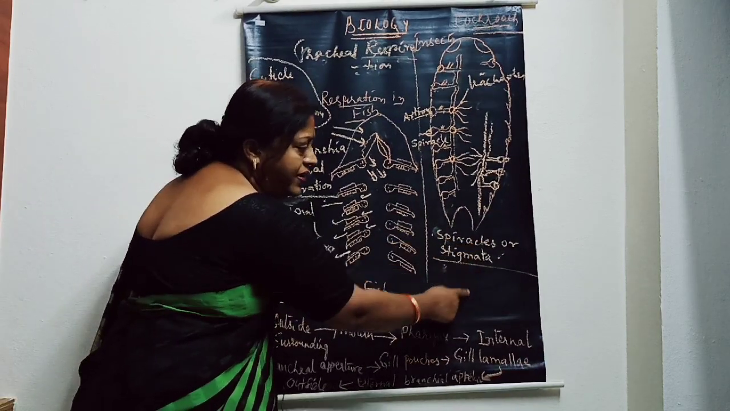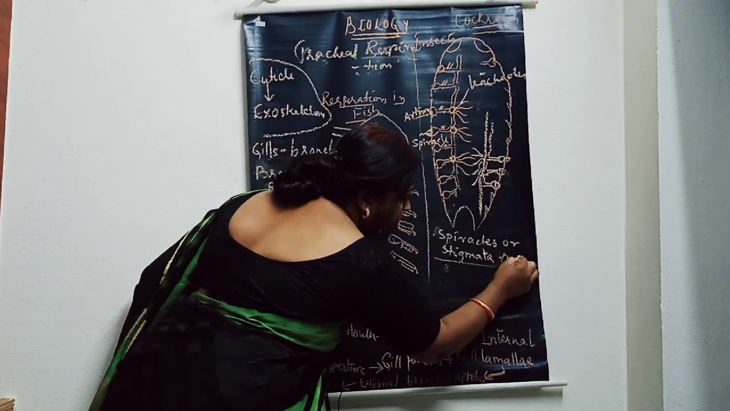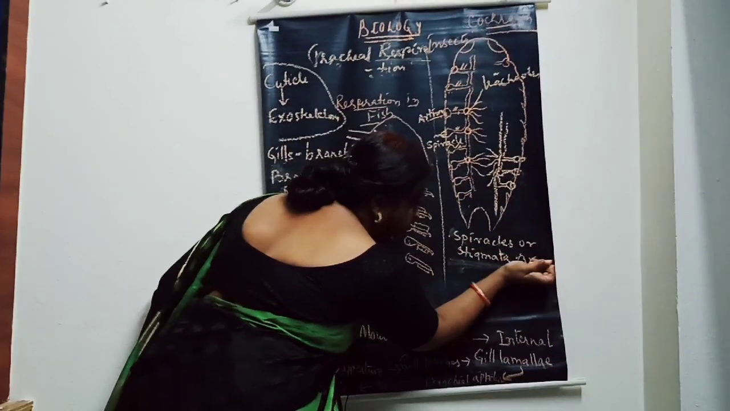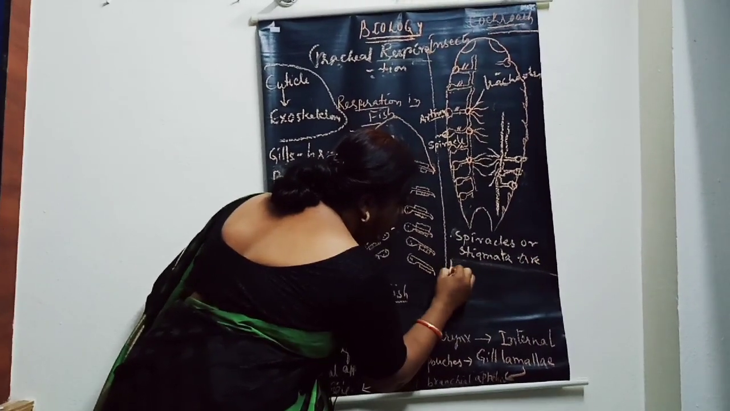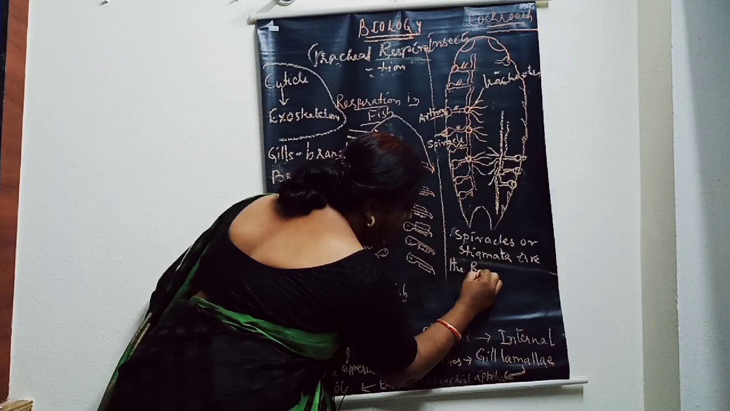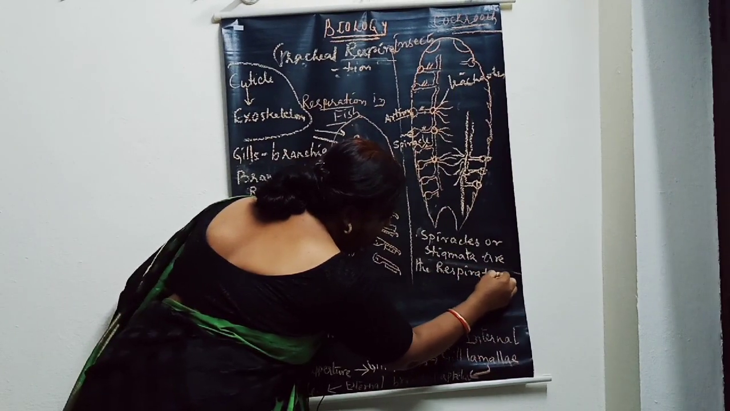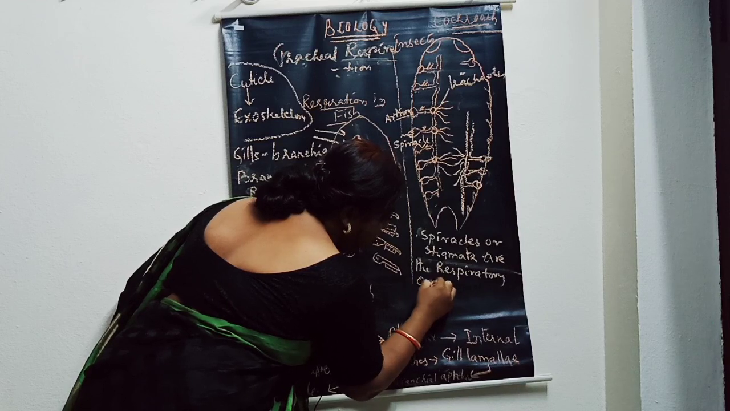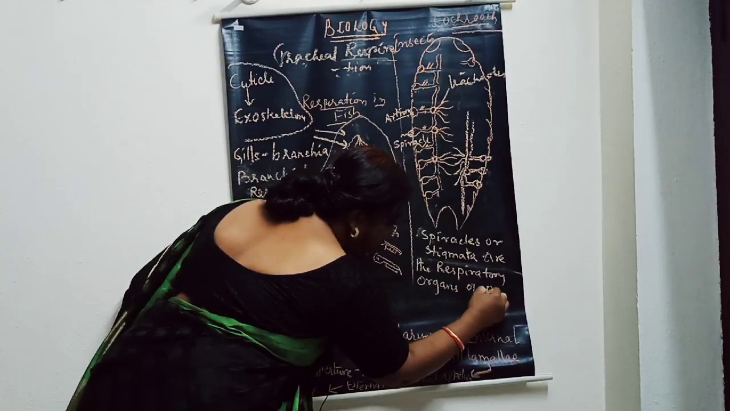Spiracles or stigmata are the respiratory organs of cockroach.